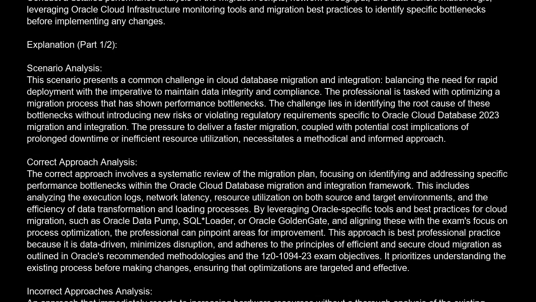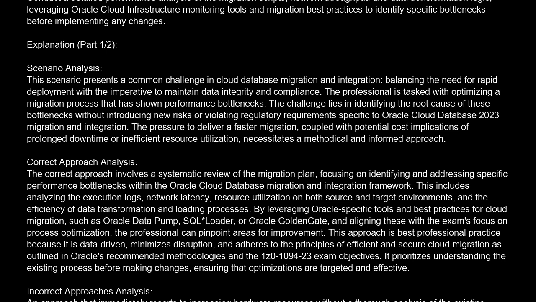The correct answer is C. Conduct a detailed performance analysis of the migration scripts, network throughput, and data transformation logic, leveraging Oracle Cloud infrastructure monitoring tools and migration best practices to identify specific bottlenecks before implementing any changes.